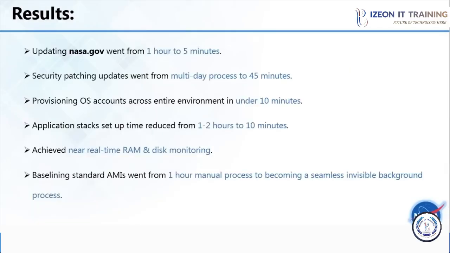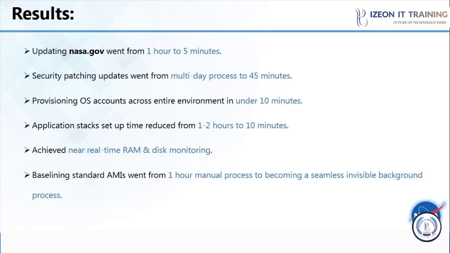Now let us see the results that NASA achieved after it has used Ansible Tower. Now updating nasa.gov used to take 1 hour of time, and after using Ansible it got down to just 5 minutes. Security patching updates were a multi-day process, and now it requires only 45 minutes. The provisioning of OS accounts can be done in just 10 minutes. Earlier, the application stack-up time required 1 to 2 hours, and now it's done in only 10 minutes.